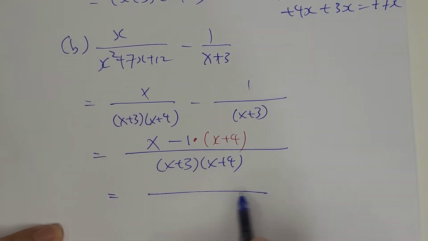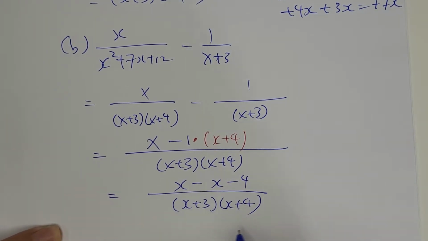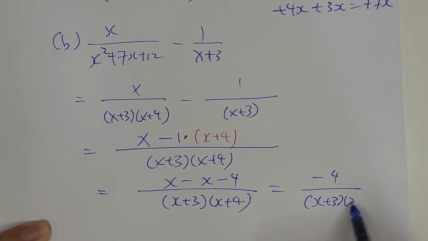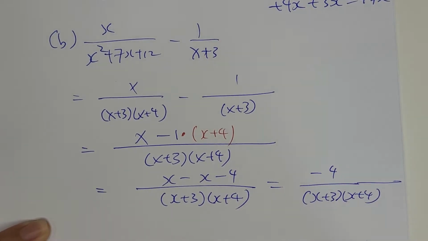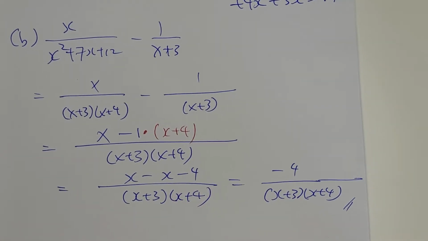And then simplify this, x minus 4. Denominator, no change. Just keep it as a factor, okay? Negative 4, x plus 3 times x plus 4. So, finish. That's the end of question number 4. And go to question number 5.